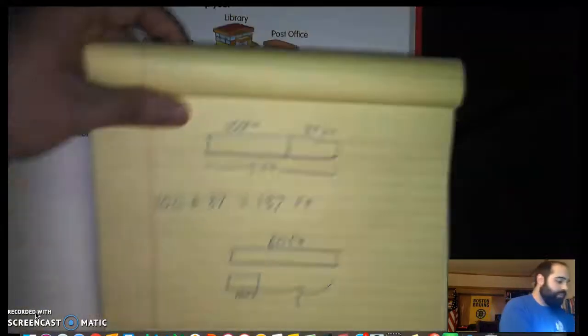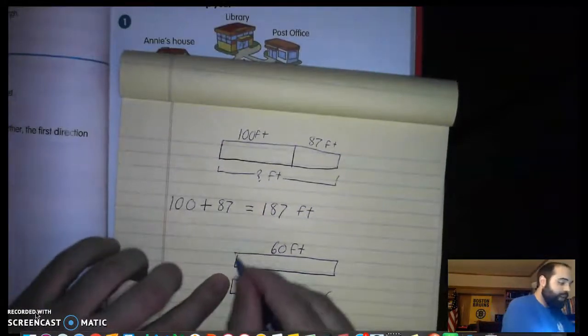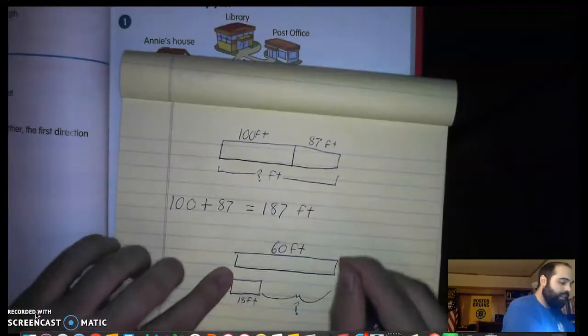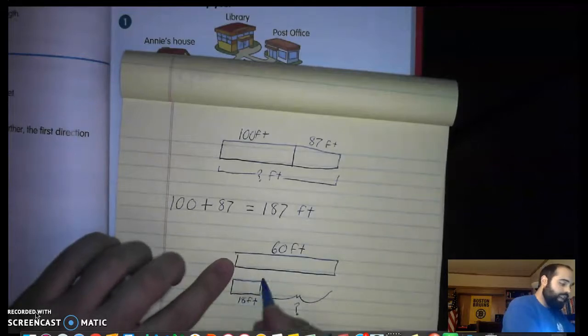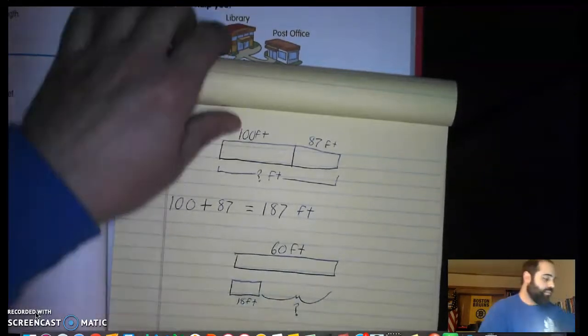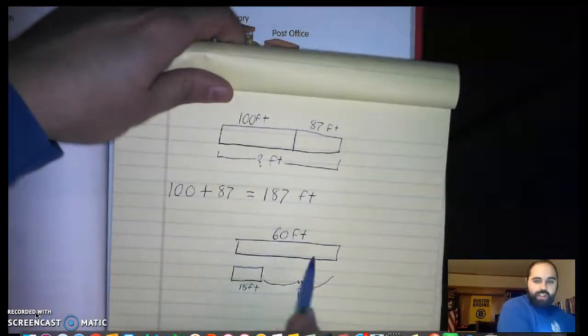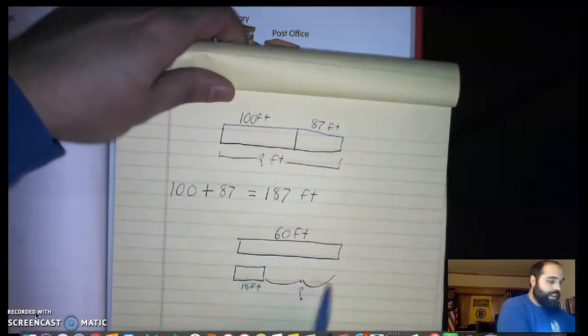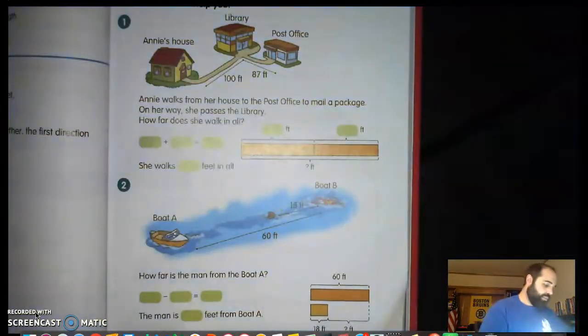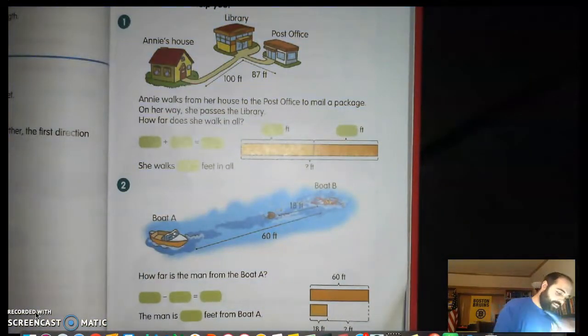Because we can imagine this is boat B right here. This is boat A. The man is right here, but he needs to get here. So we have this missing amount. So this bar model is looking like a subtraction problem. We have 60. You need to take out this part to figure that part. So go ahead and do the subtraction. We can set it up right beside it. 60 take away 18.